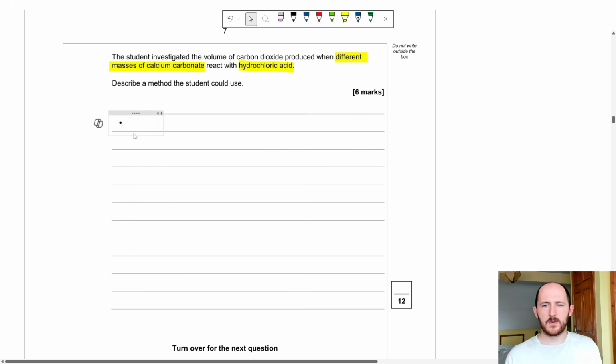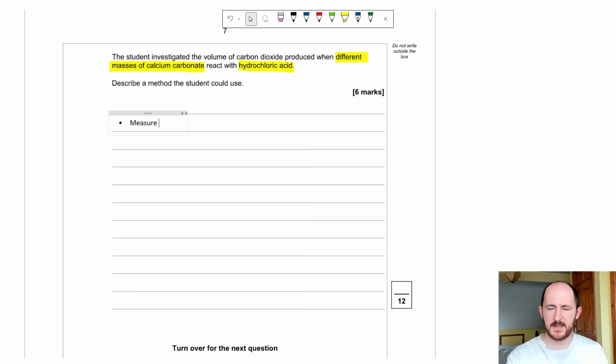So let's see, what's the first step? Well, what we're going to do is measure a certain mass. So we say measure, let's say 10 grams of calcium carbonate. It doesn't really matter what you say, to be honest, using a mass balance. That right there is 2 bullet points in the mark scheme, because we've stated the equipment we're using and we're stating what we're doing with it. So I'm not going to say it's worth 2 marks necessarily, but it is 2 points that the examiners are looking for.